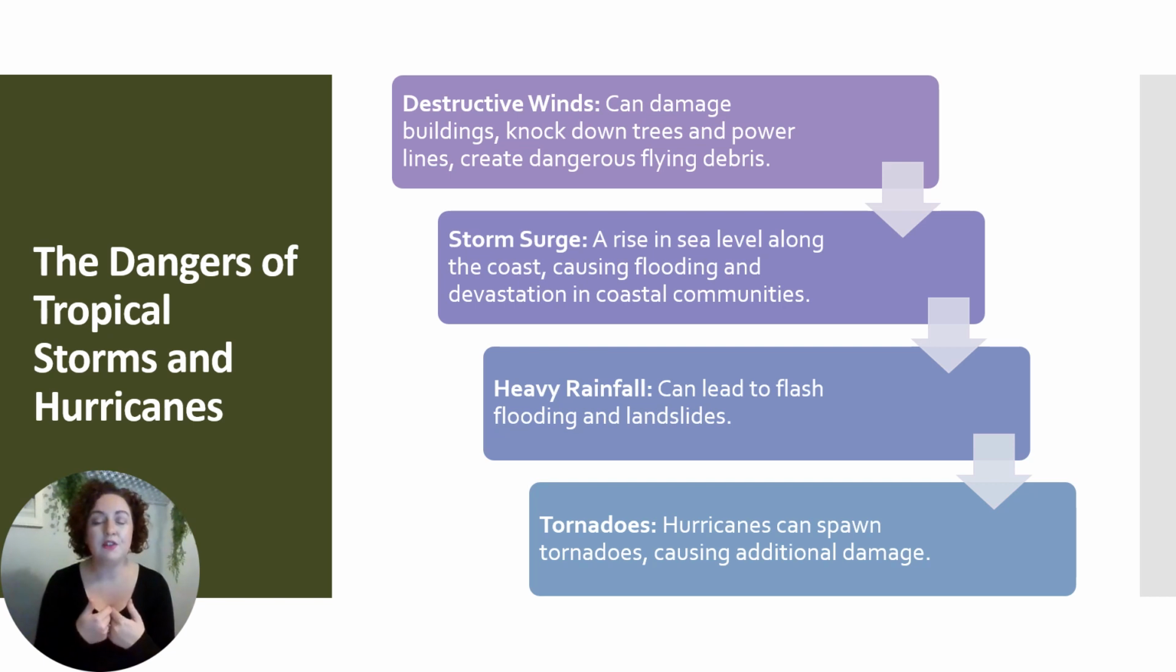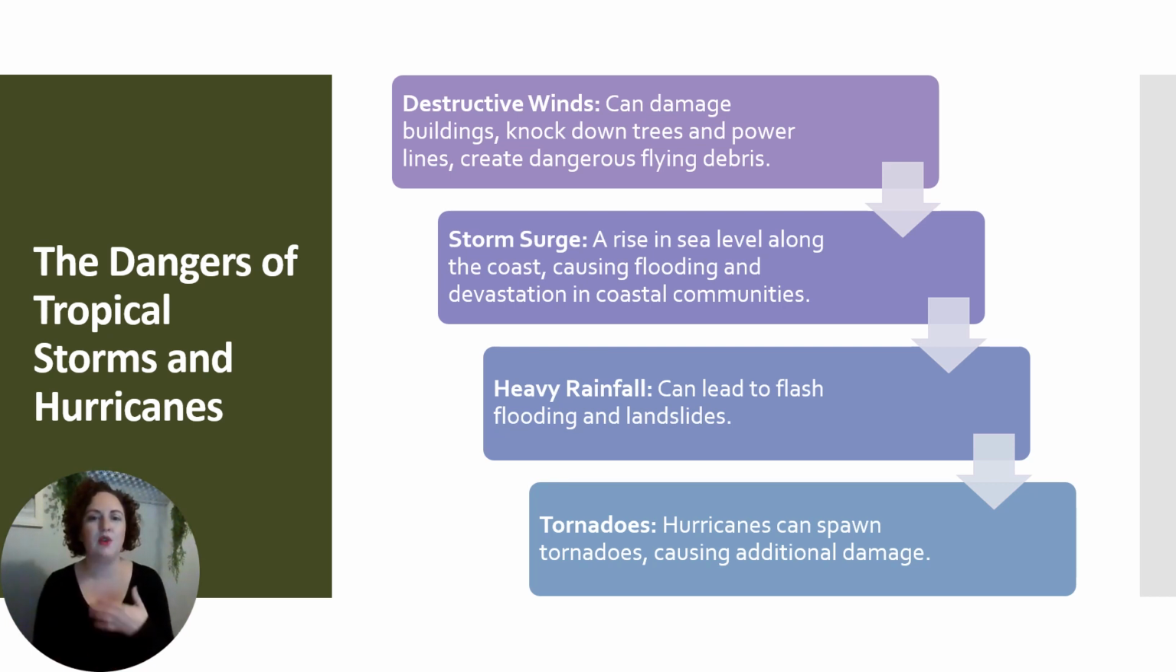Destructive winds can damage homes, knock down trees and power lines, creating dangerous flying debris. They tell you to stay inside, not so much because you're going to get knocked over, but more because who knows what gets picked up. We know here in North Dakota, on a super icky windy day, we get trampolines flying into other people's yards. So imagine something like that coming at you, but with 74 mile per hour winds or greater. So that's a big deal.